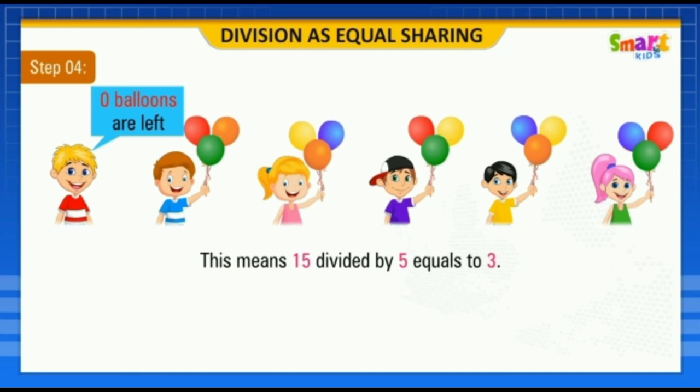This means that 15 divided by 5 equals 3. Or we can write it as 15 ÷ 5 = 3. So we can conclude that when we divide 15 by 5 using repeated subtraction, we get the answer 3.